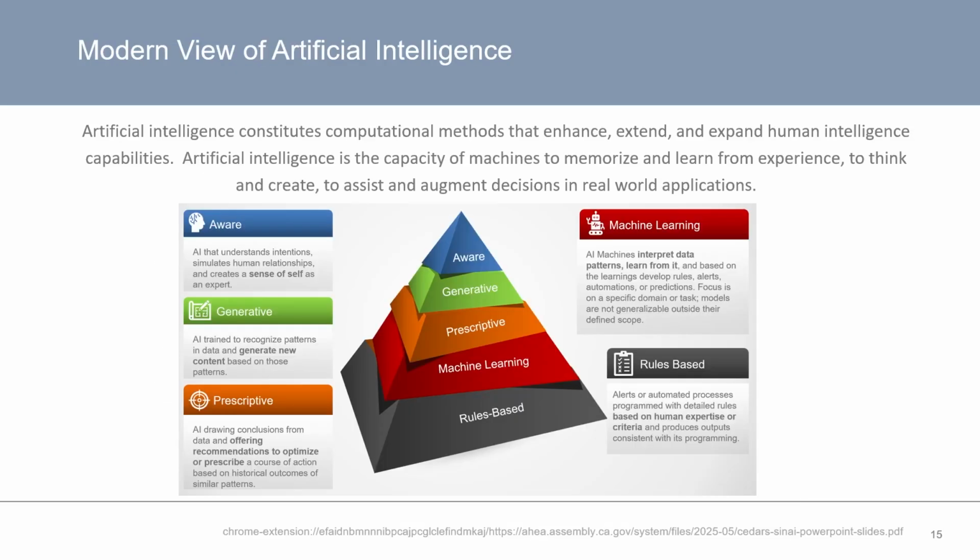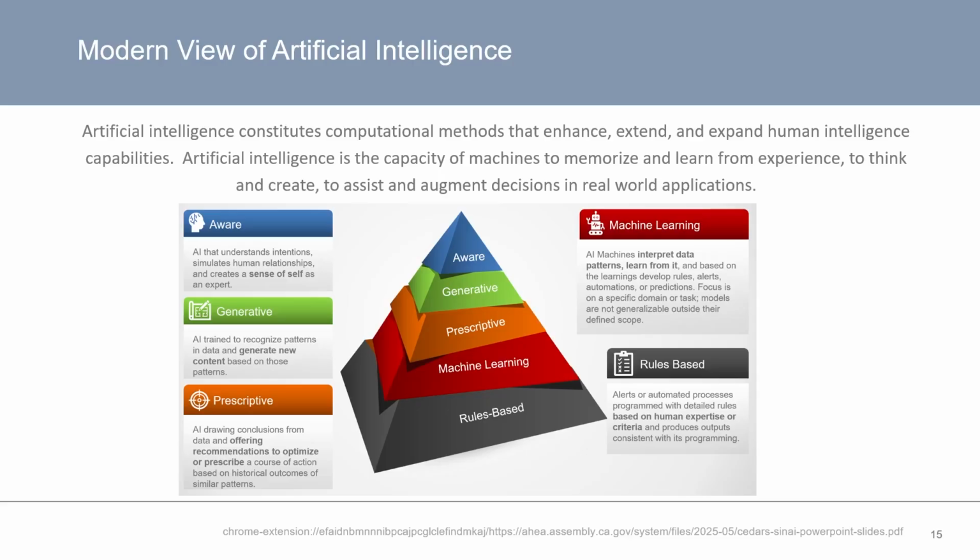Here we take a look at a modern view of artificial intelligence, defined as computational methods that enhance, extend, and expand human intelligence capabilities. Artificial intelligence is the capacity of machines to memorize and learn from experience, to think and create, and to assist and augment decisions in real-world applications.